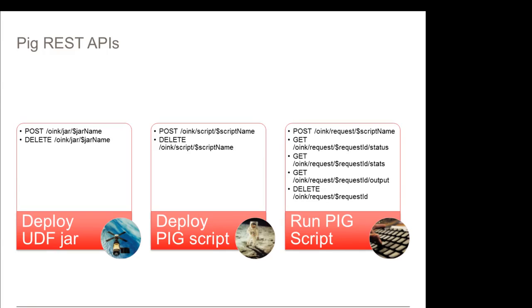There are also other APIs, like you can find out the current status of your Pig script, whether it has been completed or not. Once the job has completed, if you want to find out the different statistics around that, how many jobs were submitted, the number of input records, the number of output records, there is a spec in place for that. And then there is also an output API, so you can get the Pig job's output.